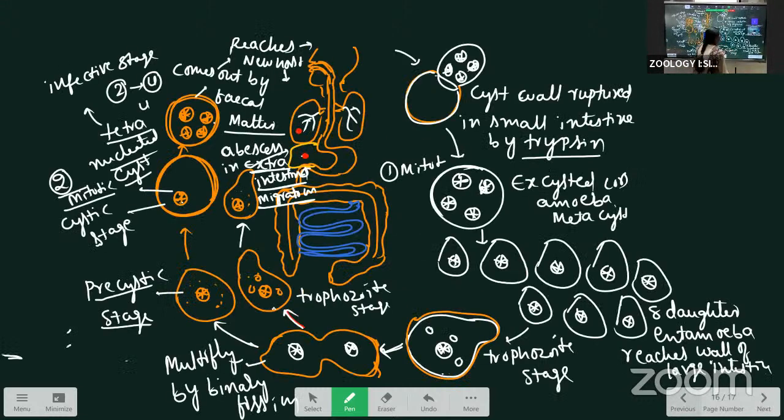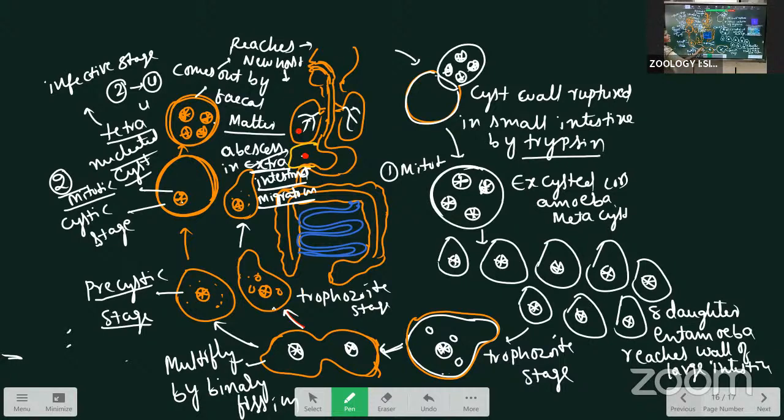Next, this is about the pathogenicity, meaning they cause amoebiasis. What are the symptoms? Abdominal, meaning stomach pain occurs, and the large intestine wall is dissolved. That's why the blood comes out along with the fecal matter. That is why blood motions occur. This is about Entamoeba histolytica.